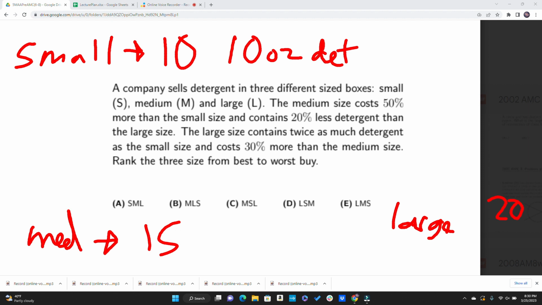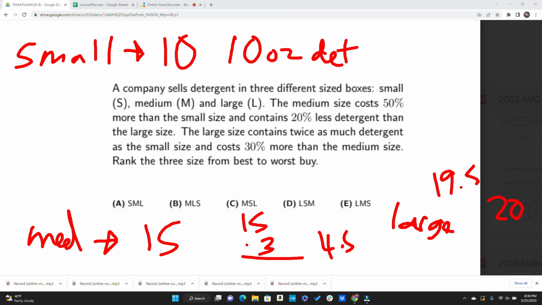Well, we want 30% more. 30% of 15 is 15 times 0.3. That's an extra $4.5. So the large one costs 15 plus $4.5. That's $19.50.